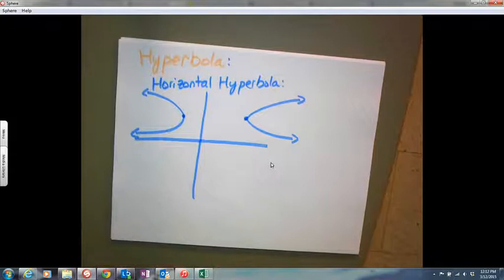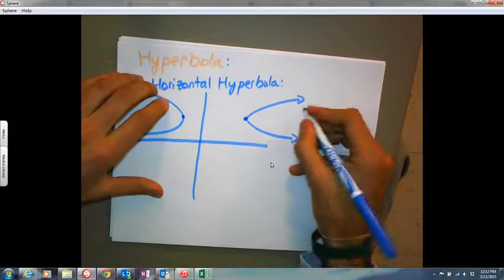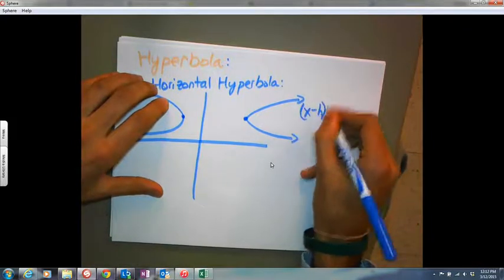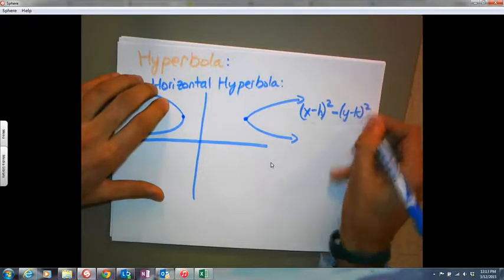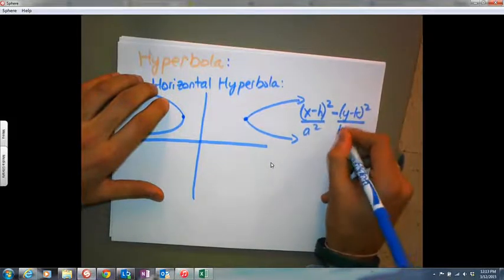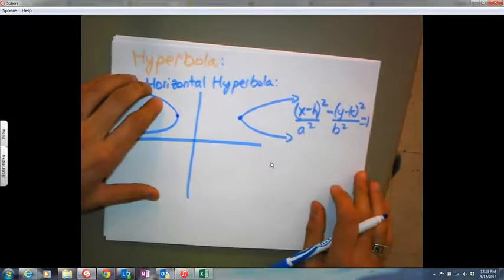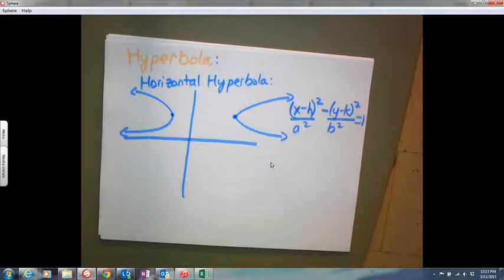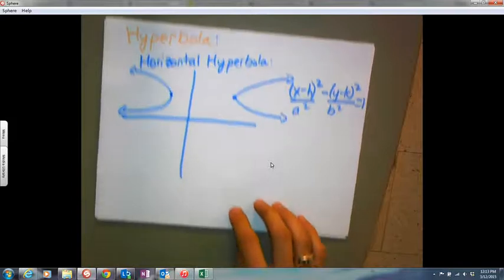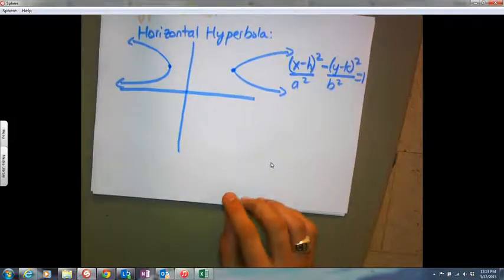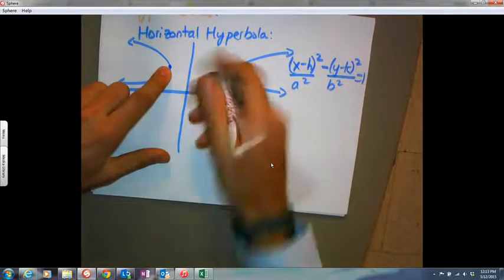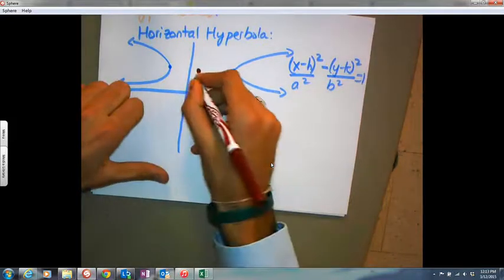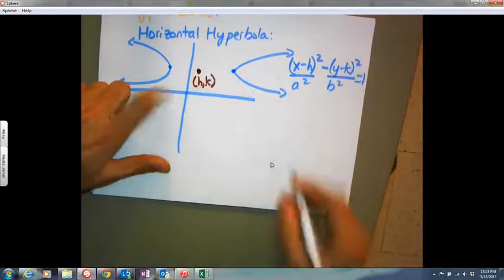The general equation for a horizontal hyperbola is (x minus h) squared over a squared, minus, for the ellipse it was plus here, minus (y minus k) squared over b squared equals 1. General equation. The hyperbola has a center halfway between these branches, so maybe right about here. And of course, this has the point (h, k). So the center is (h, k).